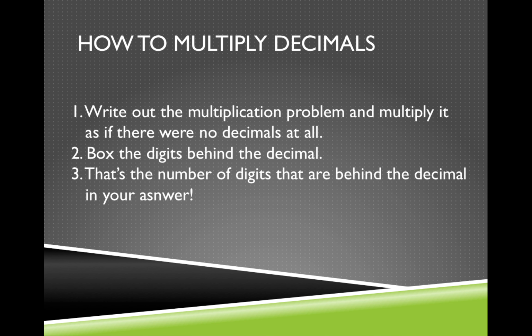Next, go back to the problem, and any digits that you have that are behind the decimal in the question, in both numbers, you're going to put boxes around them. Then you're going to count the number of boxes. That's the number of digits that are going to be behind the decimal in your answer.